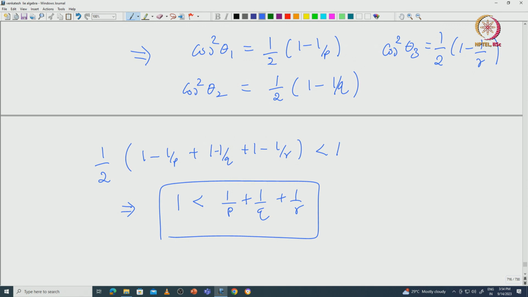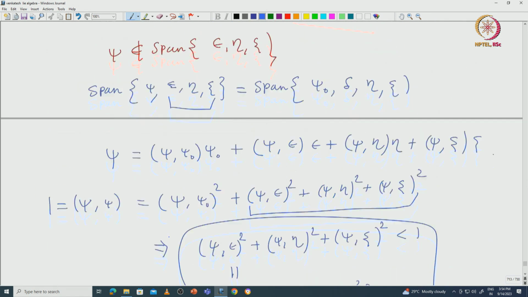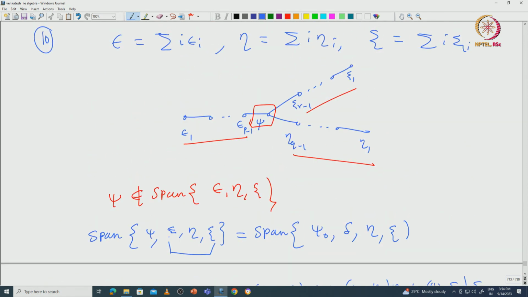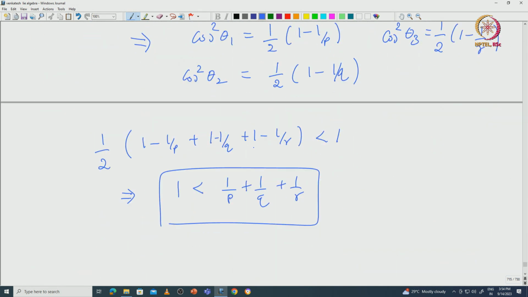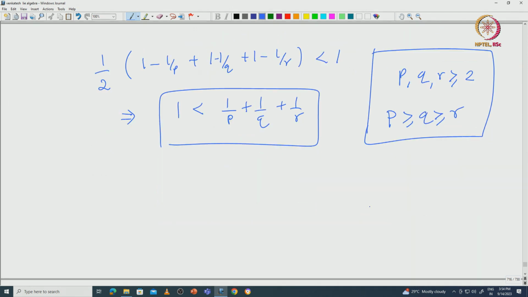Now, note that all these p, q, r are positive numbers, that is coming from this graph. Since this particular branch is there, you can see that p, q, r must be at least 2. Because of symmetries, we can arrange them so that p is greater than or equal to q, and q is greater than or equal to r. So without loss of generality, we can assume this. In particular, you can see that 1 by p will be less than or equal to 1 by q, less than or equal to 1 by r.